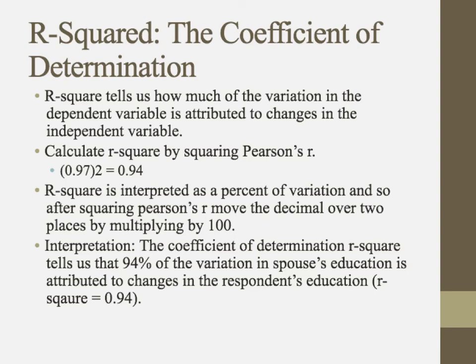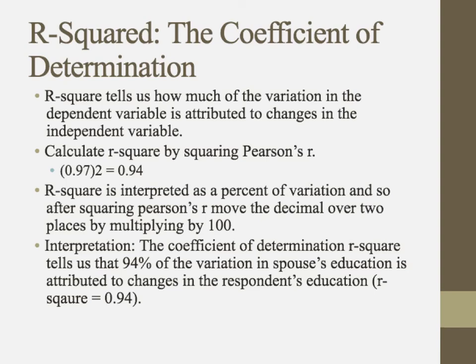So let's say that Pearson's R was 0.97. We're going to square that number, and it gives us 0.94. And we can interpret this as a percentage. So we move the decimal place over twice, and we have this interpretation. The coefficient of determination, R squared, tells us that 94% of the variation in spouse's education is attributed to changes in the respondent's own education.